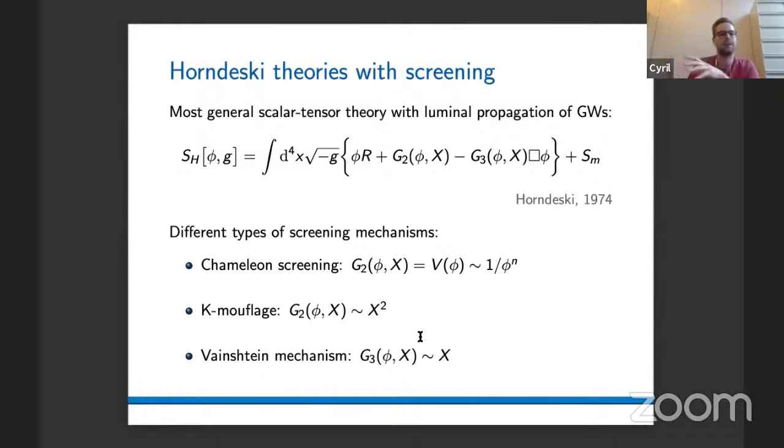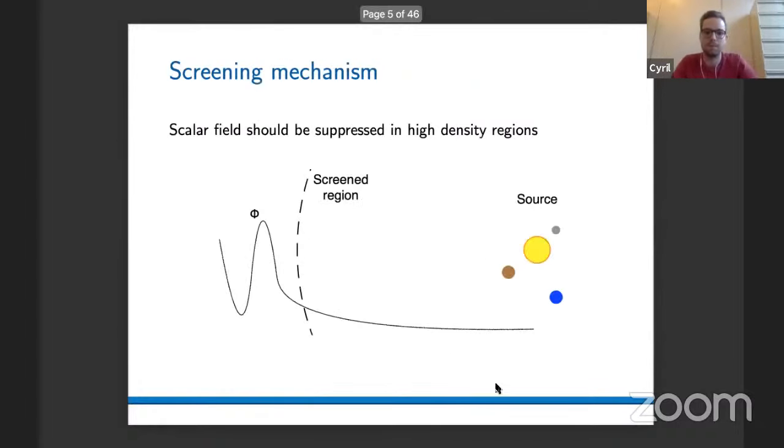And what those screening mechanisms do is really reduce the dynamical part of the scalar field at short scales. So we can imagine it schematically like this. You have a source, either the solar system, black holes, or pulsars, that is either massive or in a high density region. Because of the screening mechanism, the scalar field does not behave much. It's really dynamically just a constant.